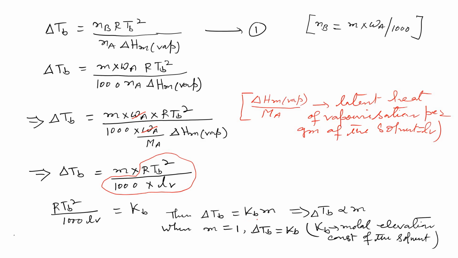Now from here, how can you define this Kb, the molal elevation constant? When molality m is equal to 1, delta Tb is equal to Kb. So what we can write? That the molal elevation constant Kb is the elevation of boiling point when the molality of the solution is 1. So, hope you have understood. Thank you.